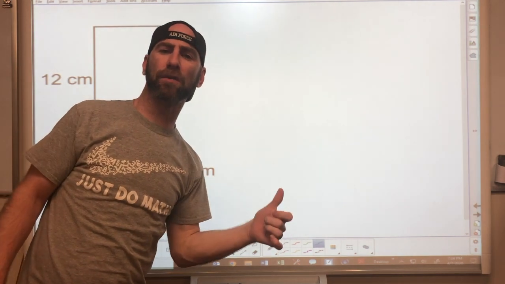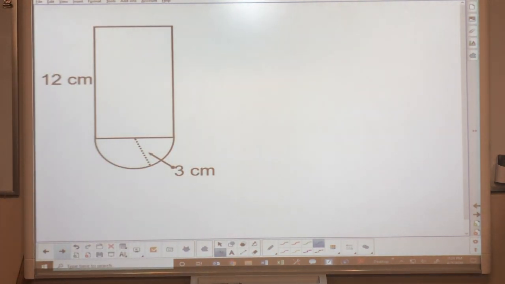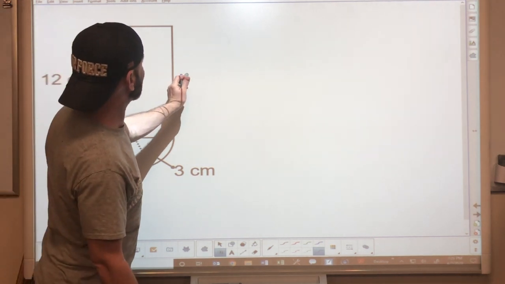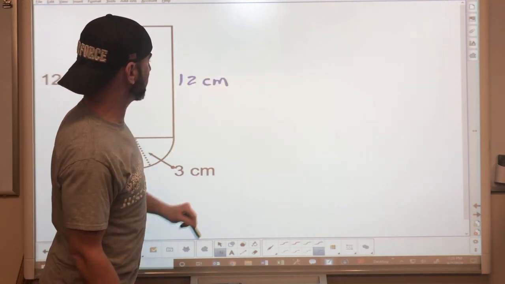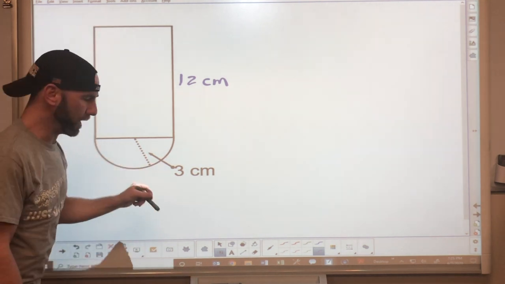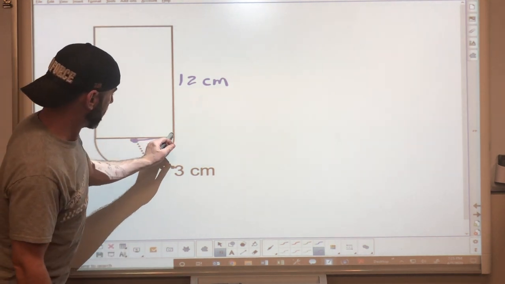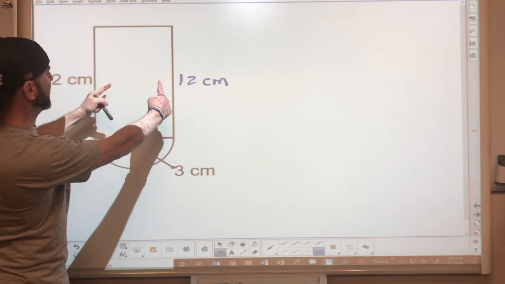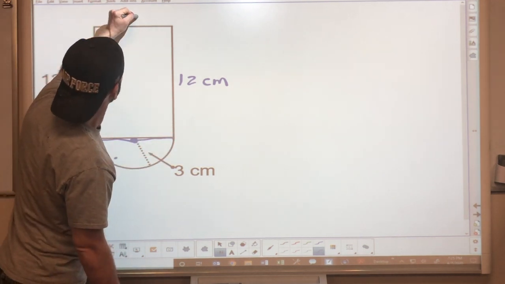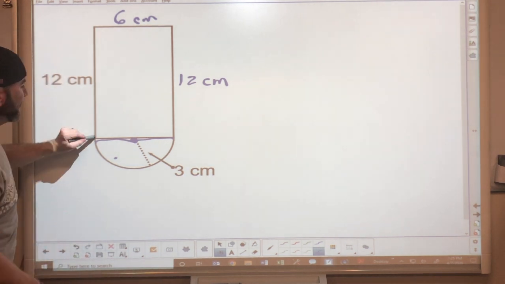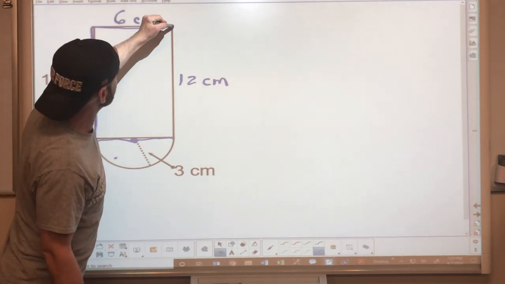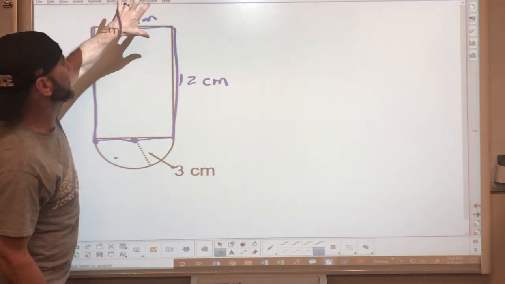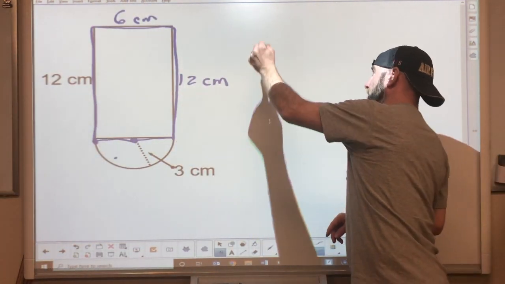Again, get it on your own. Okay, this side is 12 centimeters, which means this has to be 12 centimeters. But down here, the radius is 3, so from there to there is 3, and then from there to there is 3, which means this is 6 centimeters wide. So the distance from there all the way around to there is 12 plus 6 plus 12, 30 centimeters.